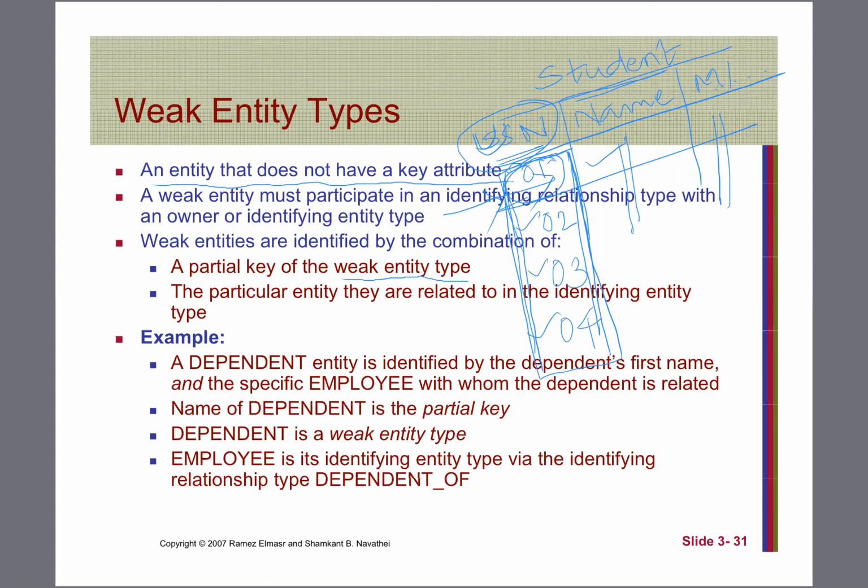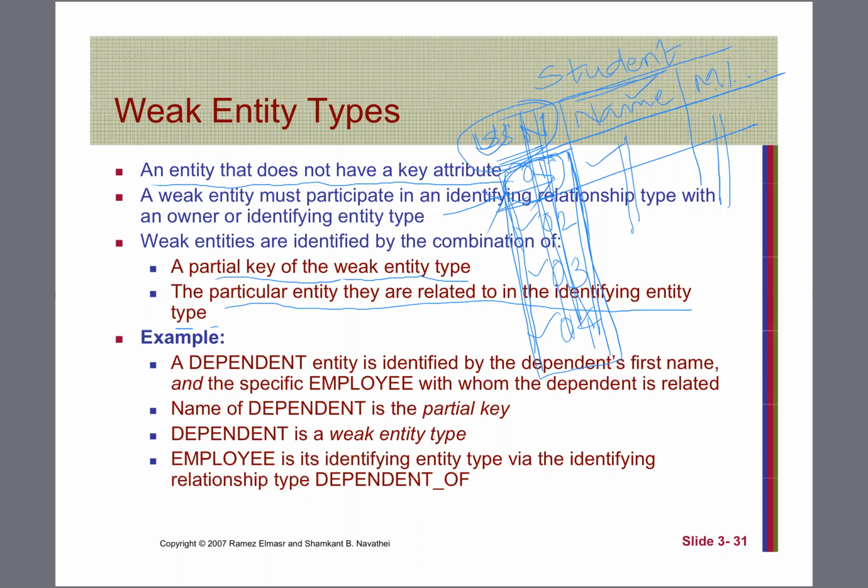Now the question arises, how do I then recognize one particular row? Supposingly I do not have the USN column, I just have name, marks and all that, and I want to fetch one particular row. Imagine that this primary key is not there. Then how do I recognize? Then it is said that a partial key would be selected from that particular table. So maybe name is the partial key, and that will then be related to the identifying entity type.